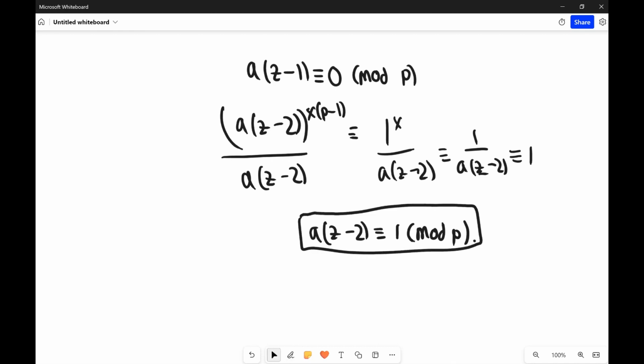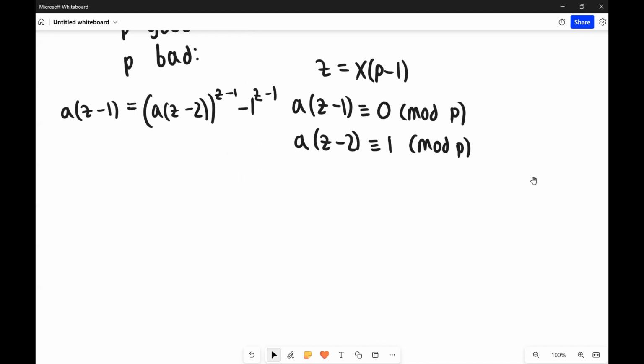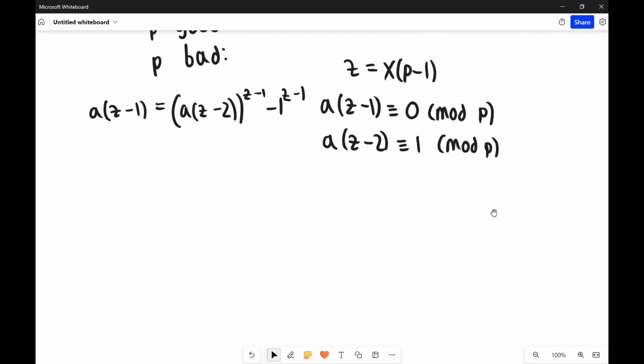At this point, we're kind of stuck because we can't continue doing this forever. We now look back at our formula here, and seeing that a of z minus 2 inside here is equivalent to 1, we can apply the lifting the exponent lemma, which states that if Vp denotes the highest power of p dividing a certain integer, I'll go ahead and denote it Vp of n, then we have the following.